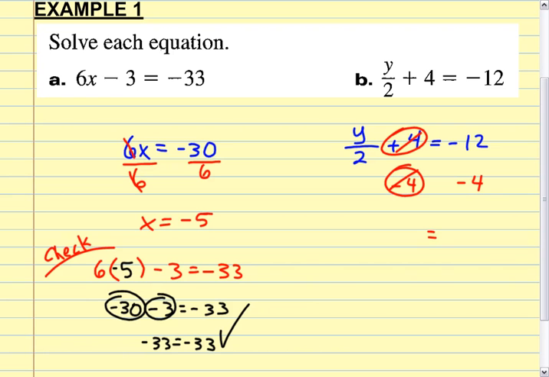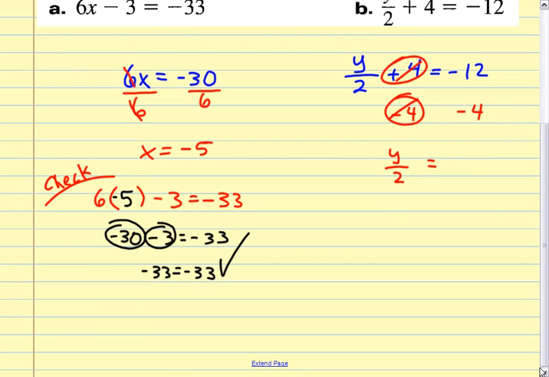What do I have remaining on the left side, Maggie P? Y divided by 2, and that's the way I'll write y divided by 2, okay? What do I have on the right side now? What do I have on the right side, Maggie H? On the right side, you got negative 16. Perfect job, okay? Now that was step 1.